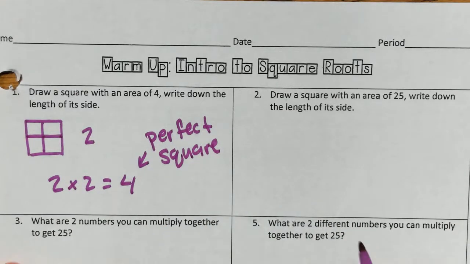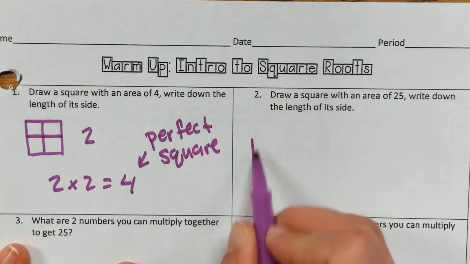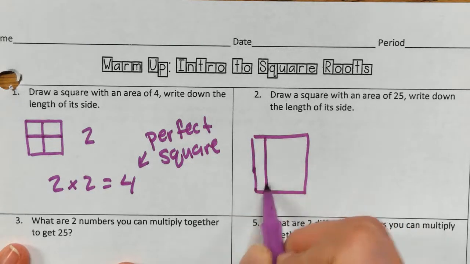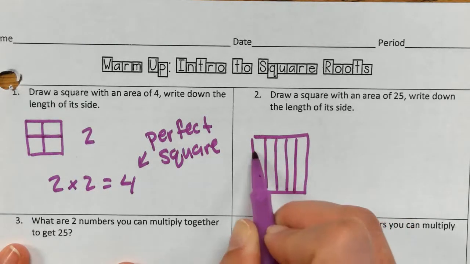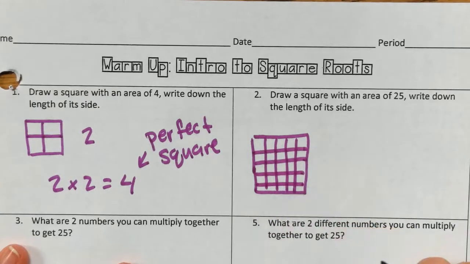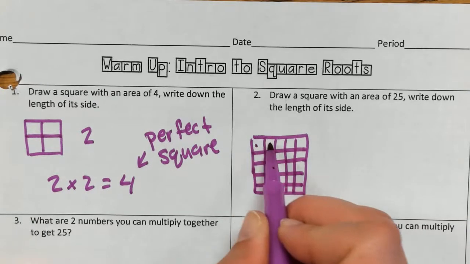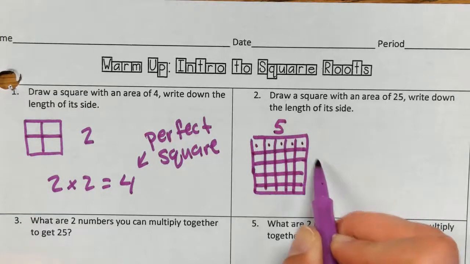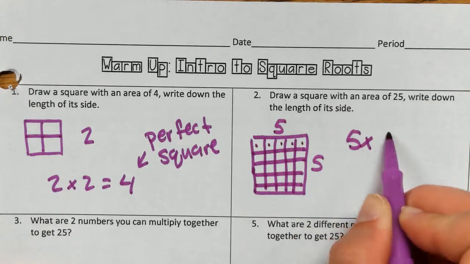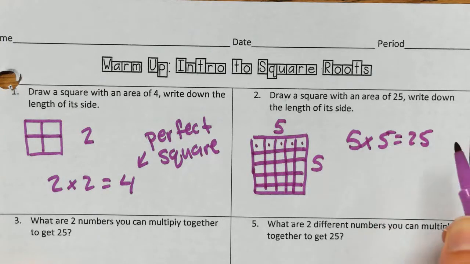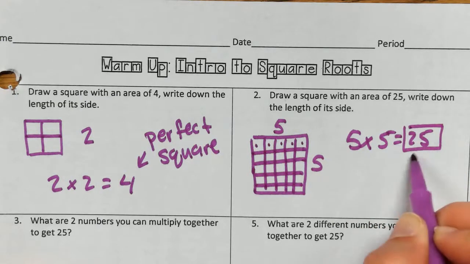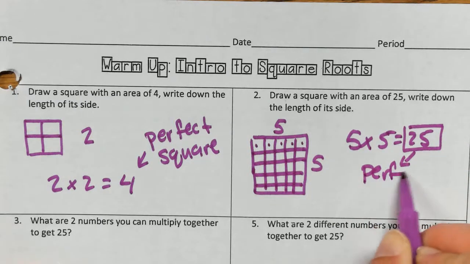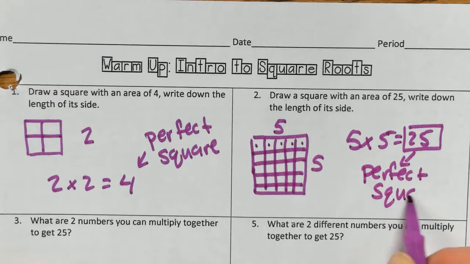Number 2 says draw a square with an area of 25. So this has 25 squares in it. 1, 2, 3, 4, 5. The side length is 5. 5 times 5 is 25. 25 is a perfect square because it perfectly makes up a square that has integer side lengths.